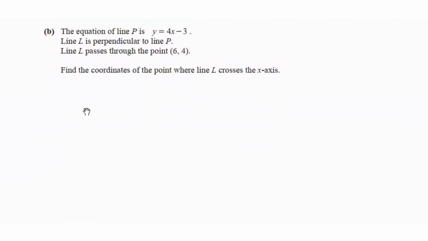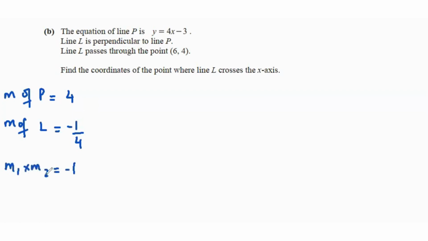The equation of the line P is y equals 4x minus 3. The line L is perpendicular to line P. So if it's perpendicular, the gradient of P is 4. So the gradient of L is going to be negative 1 over 4. Why? Because m1 times m2 equals negative 1. m1 is 4, m2 is what we have to find. So m2 will be negative 1 over 4.